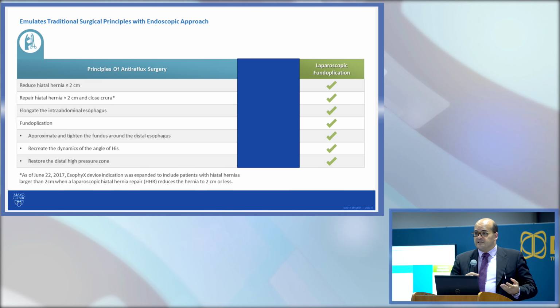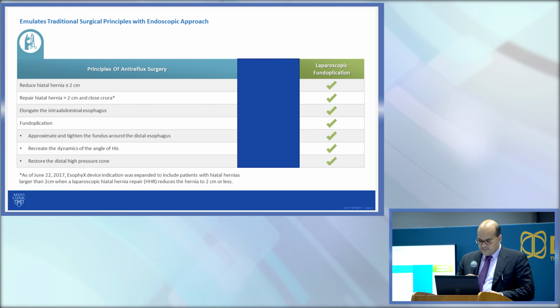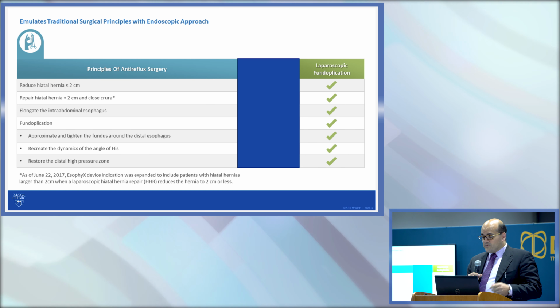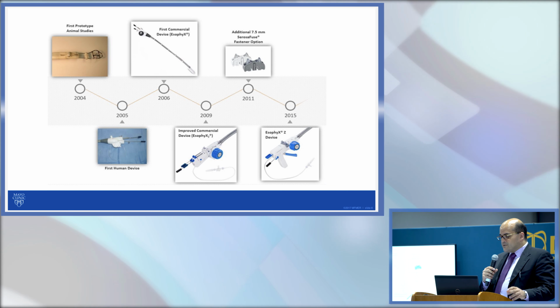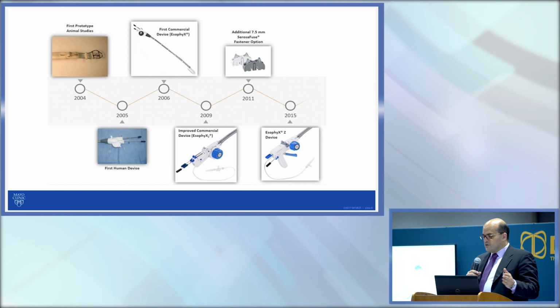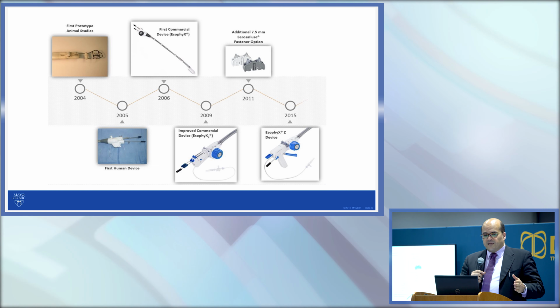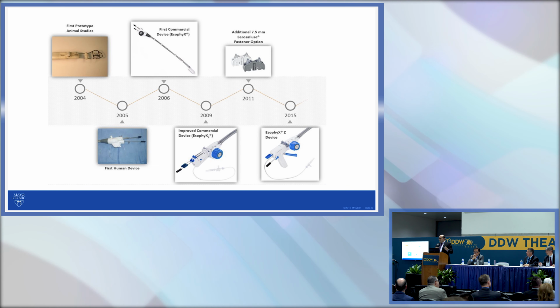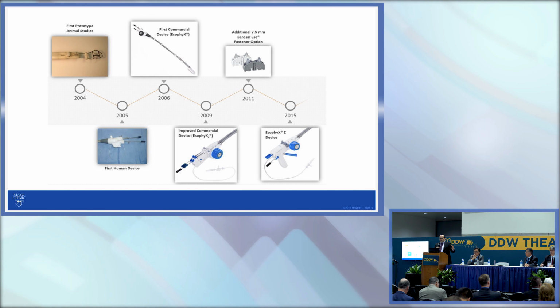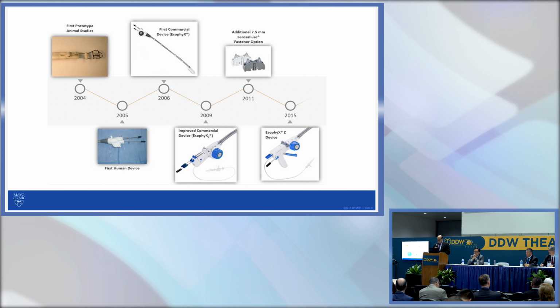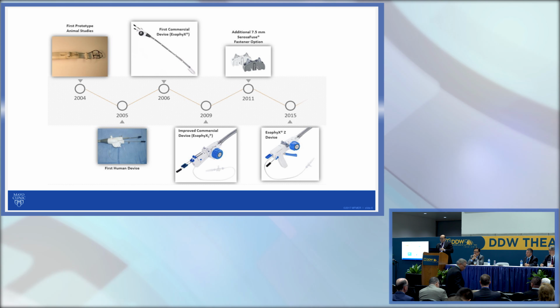So let's see how the TIF procedure with the EsophyX device could produce these principles of anti-reflux surgery. These are the iterations of the evolution of this device. I put it here because it's important for you to start thinking, when you're reviewing the literature, about which version of the TIF procedure has been described in which study, in order to have a better understanding of the literature.